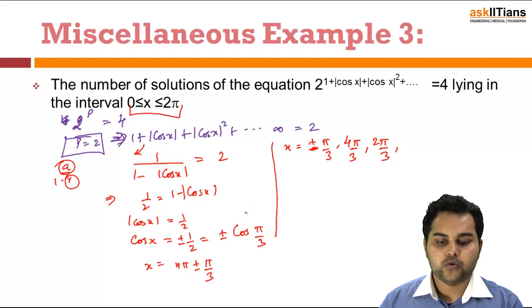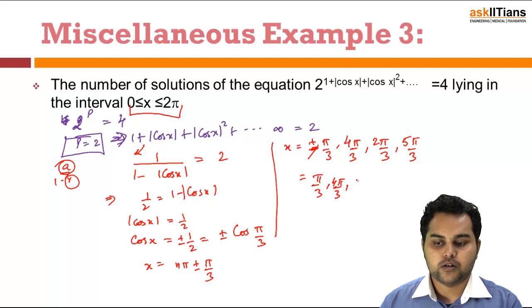For n is equal to 2, I would have 2 pi plus pi by 3, that would be 7 pi by 3, which would be more than 2 pi, hence rejected. For n is equal to 2 and the negative value, I would have 2 pi minus pi by 3, that would be 5 pi by 3. So the minus for n equal to 0 is rejected and hence I get pi by 3, 4 pi by 3, 2 pi by 3, 5 pi by 3.